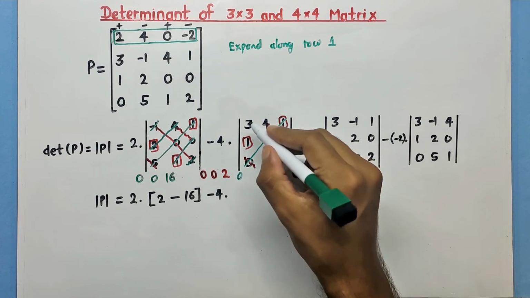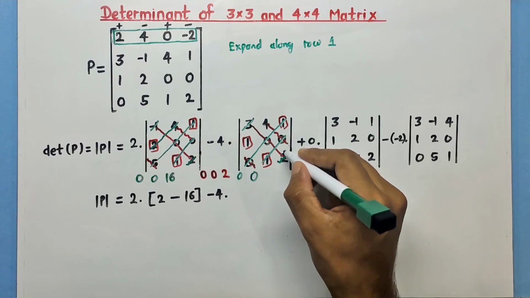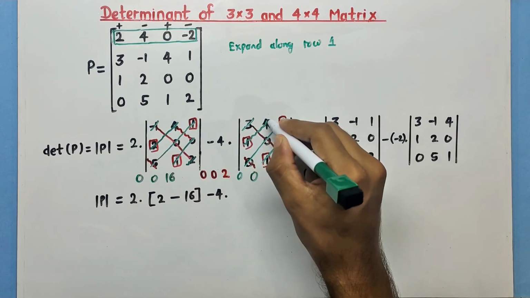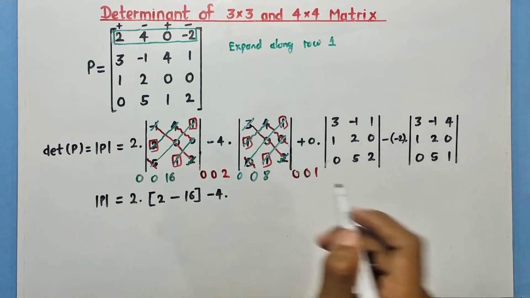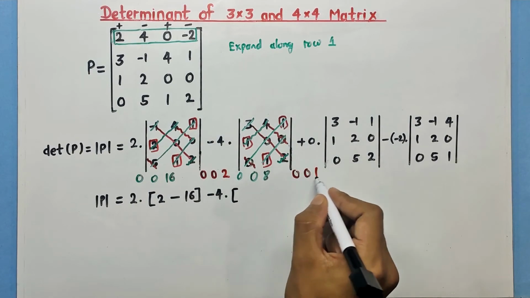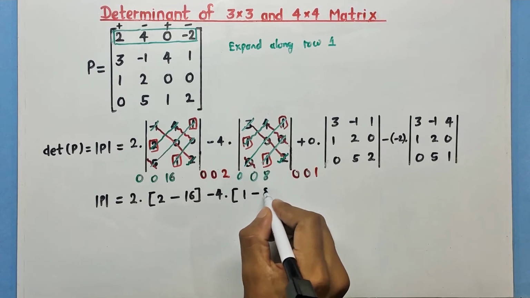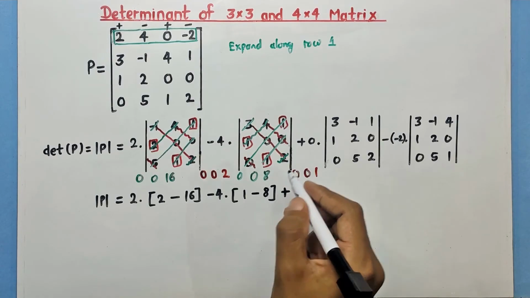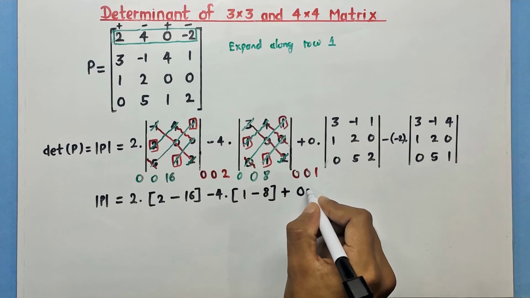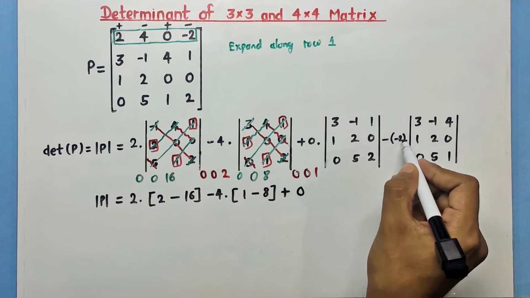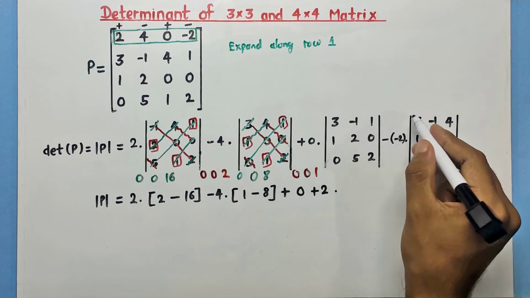1 times 0 times 3, that will be 0. Then 2 times 1 times 4, that will be 8. So the determinant will be the summation of these red numbers, that is 1, minus the summation of these green numbers, that is 8, plus we have 0 times the determinant of this matrix, that will be 0. Now here we have minus times minus 2, that will be plus 2 times the determinant of this matrix.